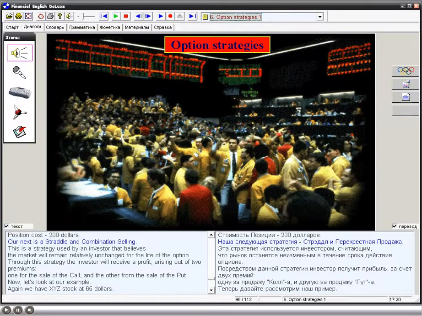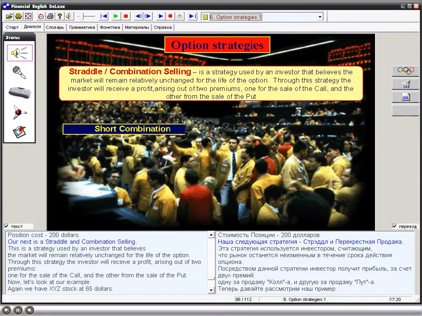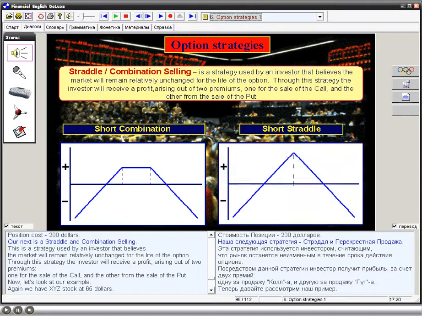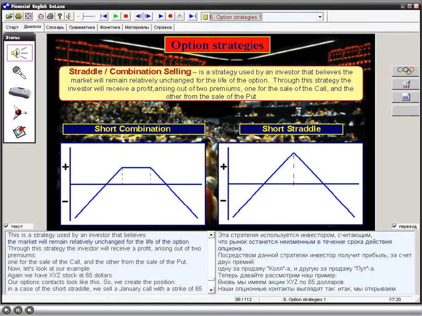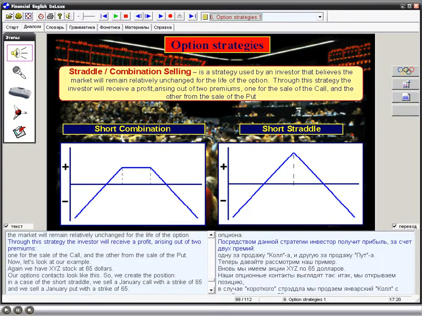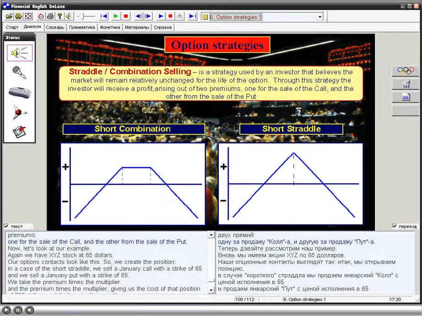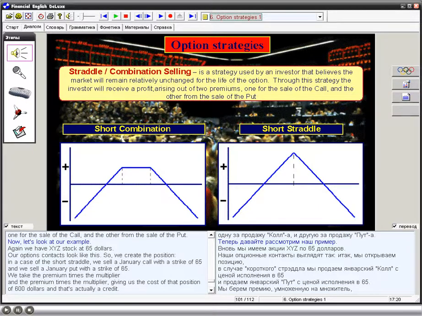Our next is a straddle and combination selling. This is a strategy used by an investor that believes the market will remain relatively unchanged for the life of the option. Through this strategy, the investor will receive a profit arising out of two premiums, one for the sale of the call and the other from the sale of the put.